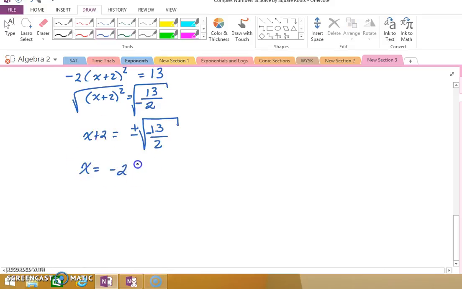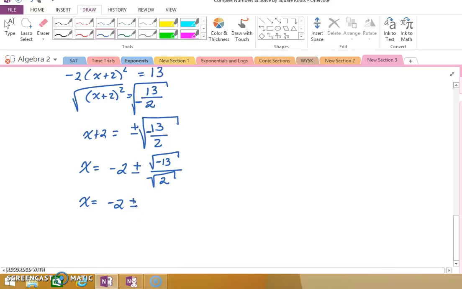x equals negative 2 plus or minus. I'm going to go ahead and break this up. Now, if you notice, I'm going to move that negative up to the top. It doesn't really matter if it's on the top or the bottom. I'll break this to look like this: square root of negative 13 over square root of 2. So we're going to get rid of that square root of 2. So we're going to rationalize that.